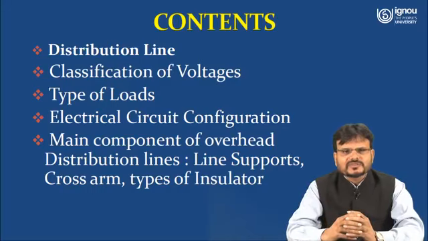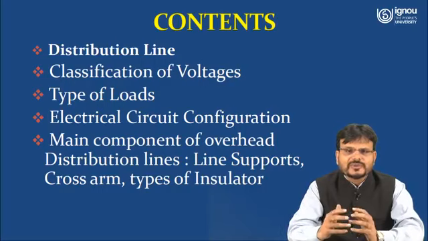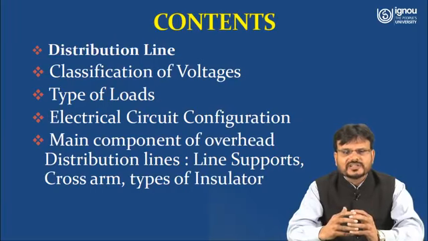Then we will discuss the electrical circuit configuration, that is, how the power can be transmitted. Power can be transmitted with a single phase line, which has phase and neutral. Then power can be transmitted with three phase, three wire, that has R, Y and B. Another type of configuration that we can understand is the three phase, four wire system. That means three phases, first is R phase, second is Y and third is B, and another wire coming in as the fourth one is called neutral.